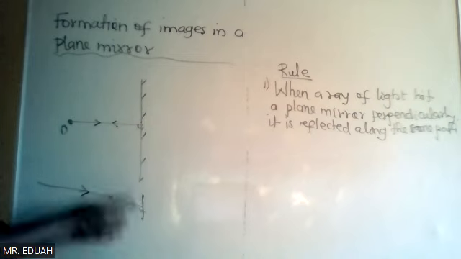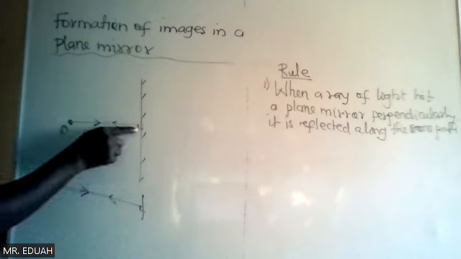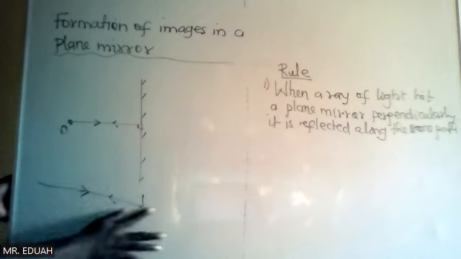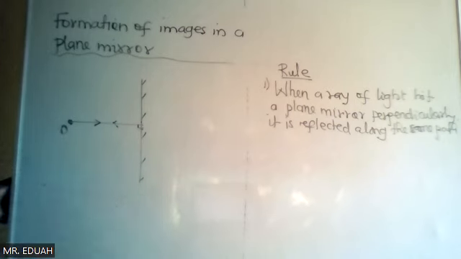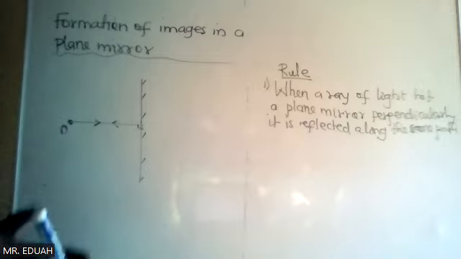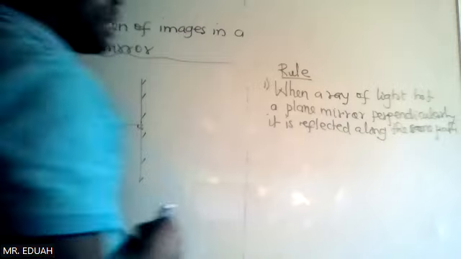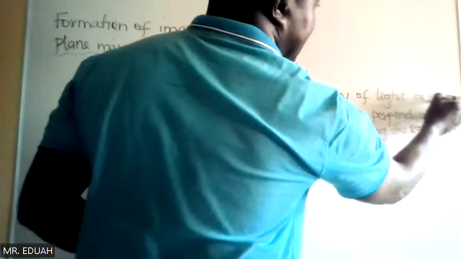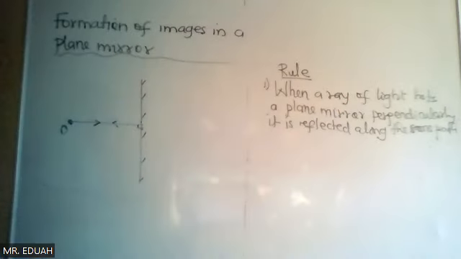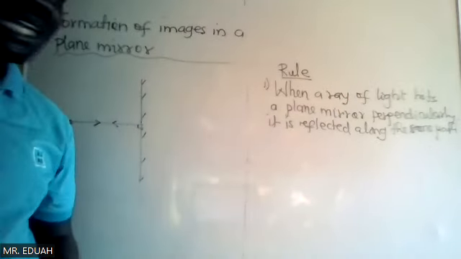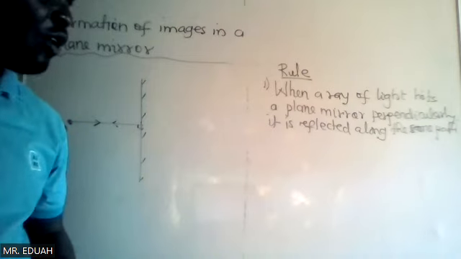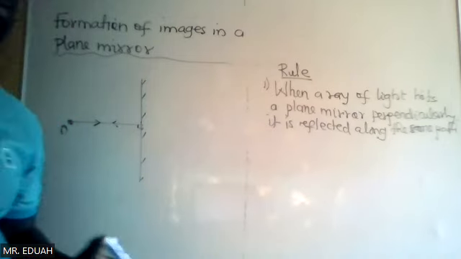So this is happening because the ray hits the mirror at an angle of 90 degrees. When a ray of light hits a plane mirror perpendicularly, it is reflected along the same path.